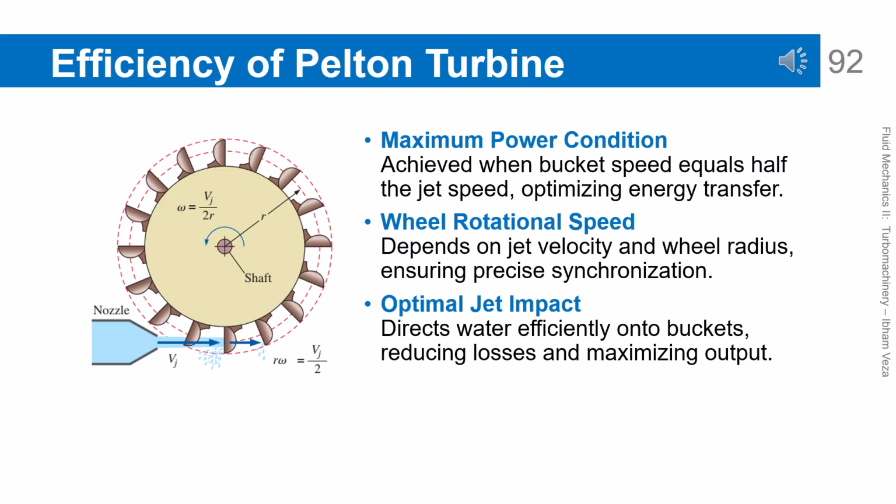Theoretical efficiency of Pelton turbine. The theoretical maximum efficiency is achieved when the bucket speed equals half of the jet speed. Under this condition, the momentum change and energy transfer become optimal. The rotational speed of the wheel depends on the jet velocity and the wheel radius. If the bucket speed is too small or too large, part of the jet energy will be wasted. This principle is a key guideline in designing the operating speed of a Pelton turbine.